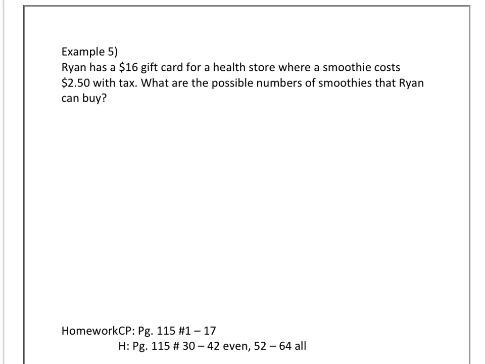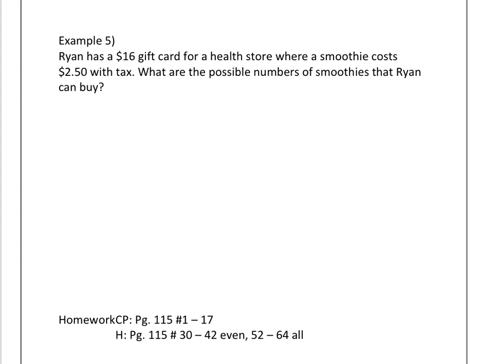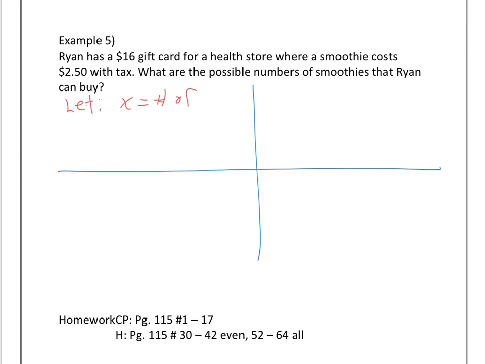Last problem is a word problem. So Ryan has a $16 gift card for a health store where a smoothie costs $2.50 with tax. What are the possible numbers of smoothies that Ryan can buy? So let's look. We're going to let x equal our unknown. That would be the number of smoothies. So Ryan has a $16 gift card, so that implies he cannot go over $16.